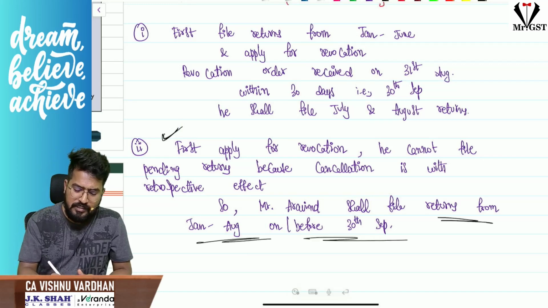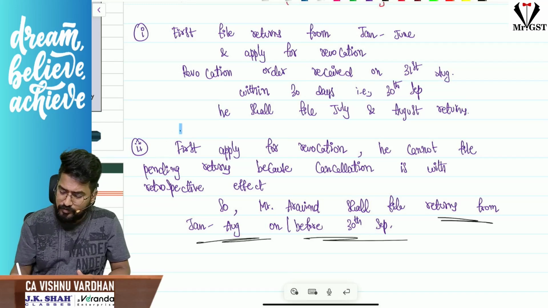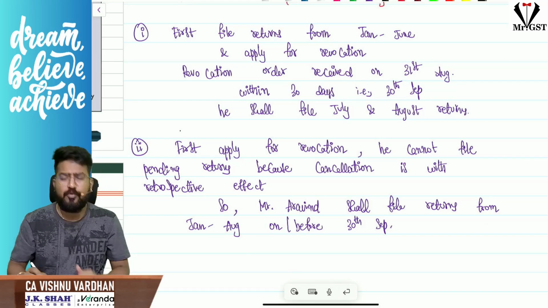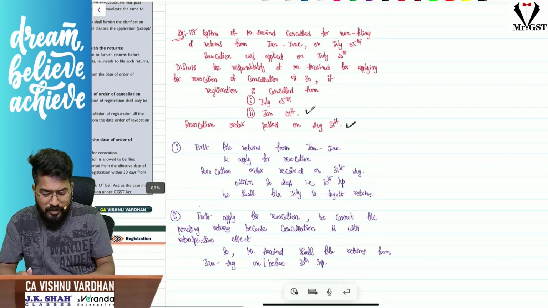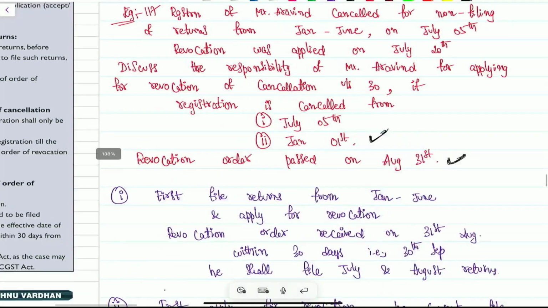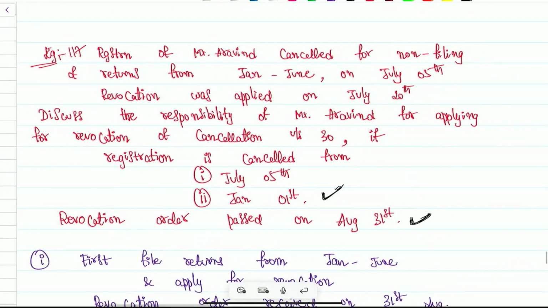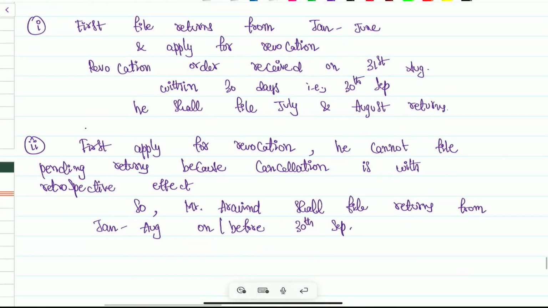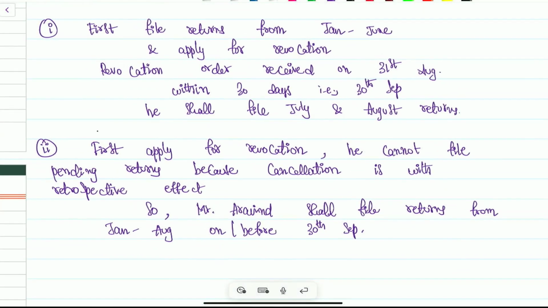So simple, sir. When your registration is cancelled because of not filing the returns, whatever returns you are able to file, just pause the video and go through this, sir. Whatever returns you can file, you file, and then the balance returns after revocation within 30 days you file. Okay. So, sir, I am not able to file any returns. Then first go for revocation, ask for revocation, and then whatever the pending returns are there, you file within 30 days. That is the concept.